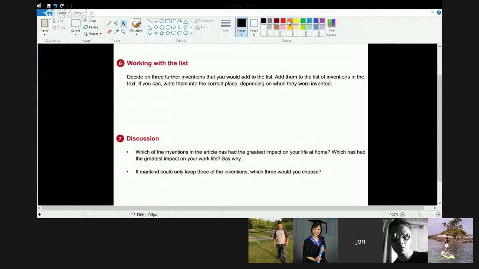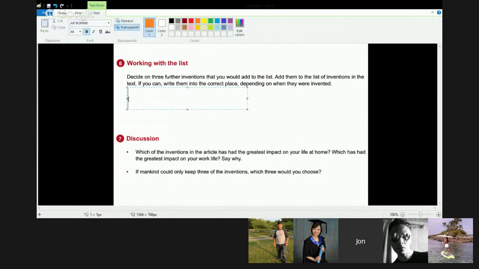Okay. So the first we're going to put is, oh, I got to make this a little bit smaller. 18. Let me get a font that's not too crazy. Okay. Electricity. Okay. Some other ideas besides electricity. What else could we say?